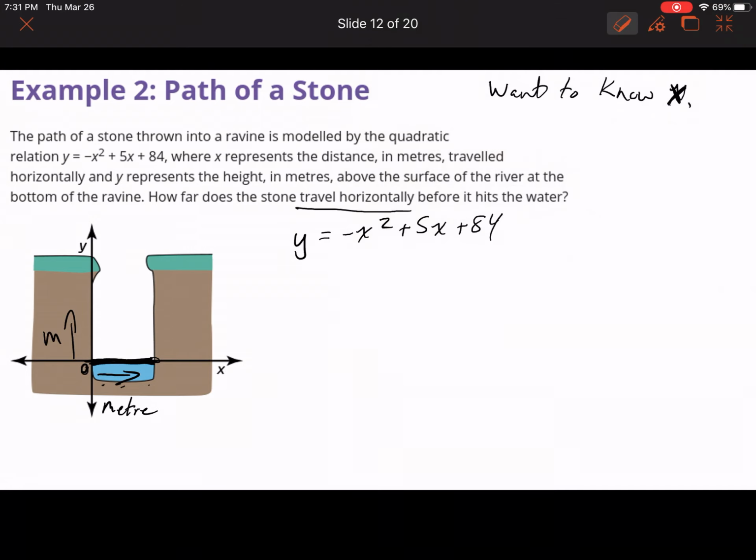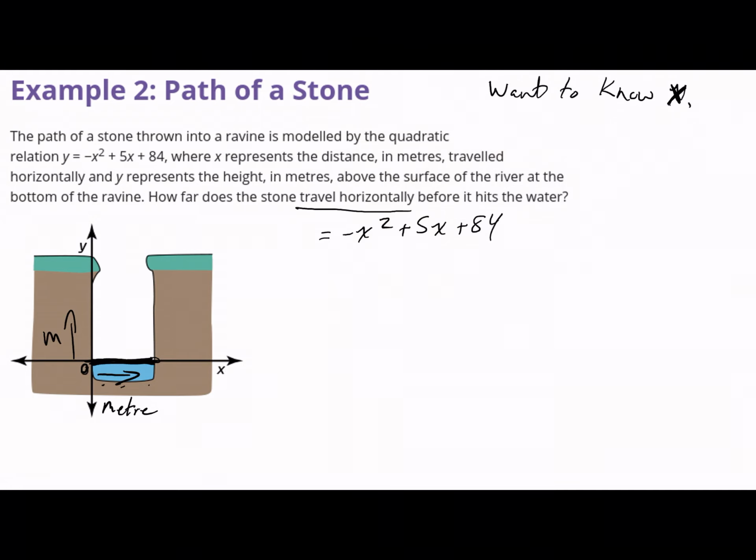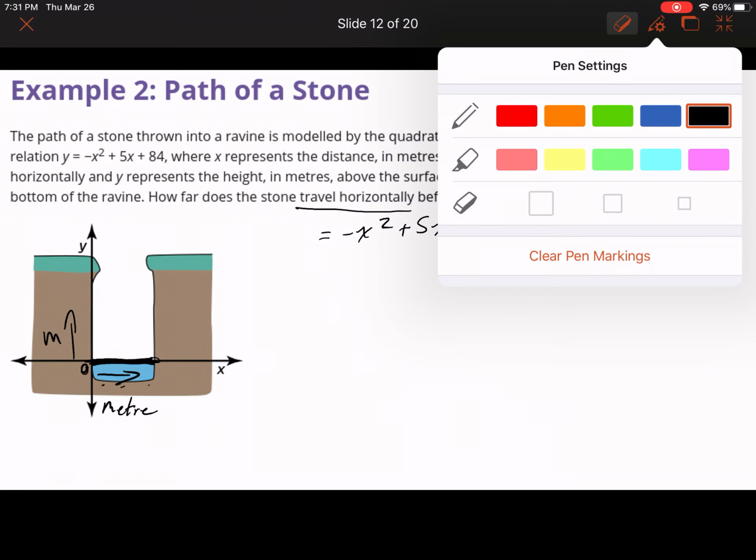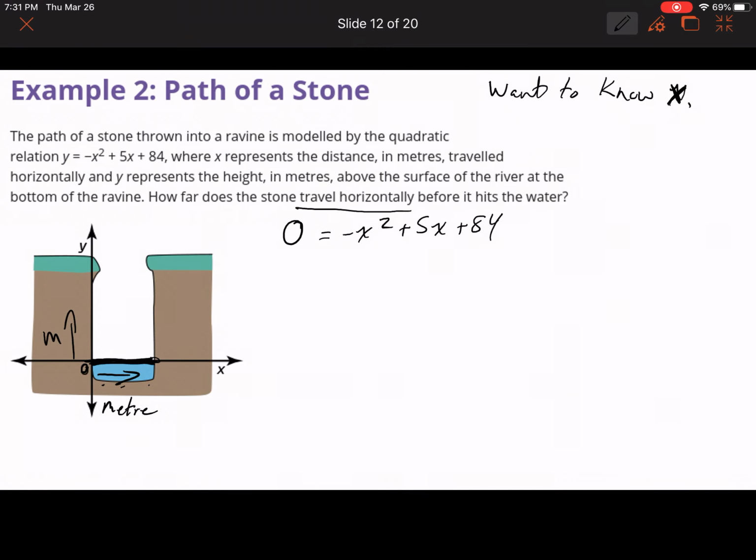So the first thing we can do, what happens when we hit the y-intercept or x-intercept? What does that make y? It makes y 0. So we're solving for x when y equals 0. So we'll hit the water when y equals 0. So we need to solve.